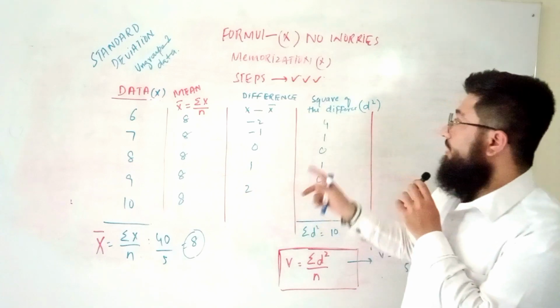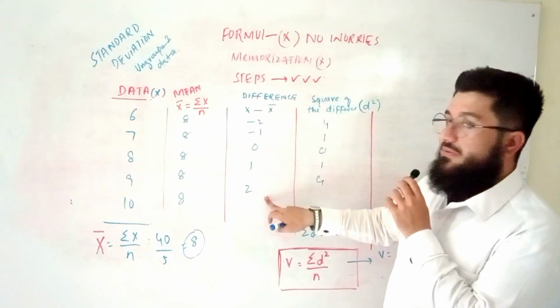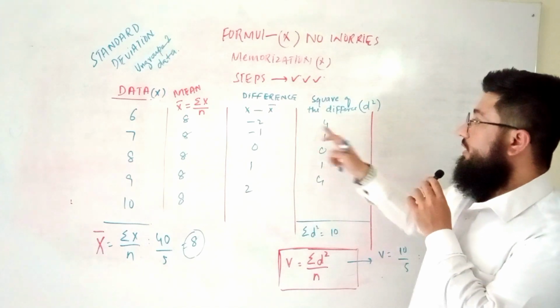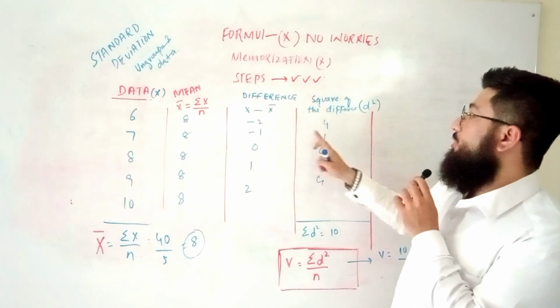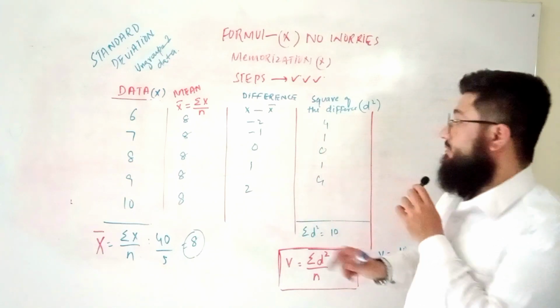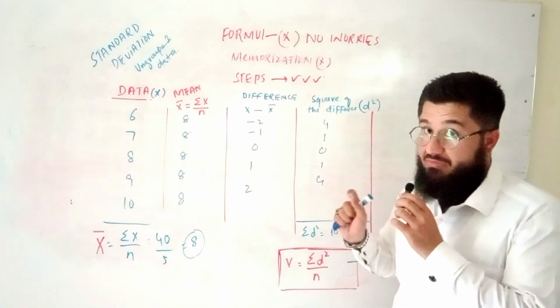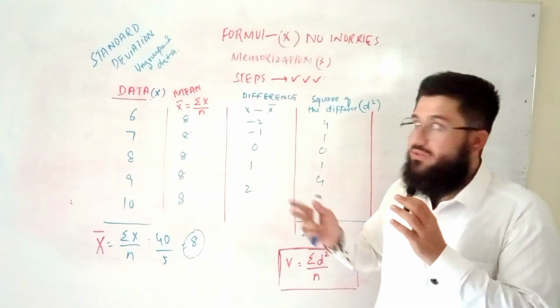The next step will be the square of these differences. Now you have the differences, now just take the square of all these. Minus 2 will be converted into 4, minus 1 into 1, 0 into 0, 1 into 1, 2 into 4. So these steps must be remembered. Now you don't need to remember the formula, just remember these.